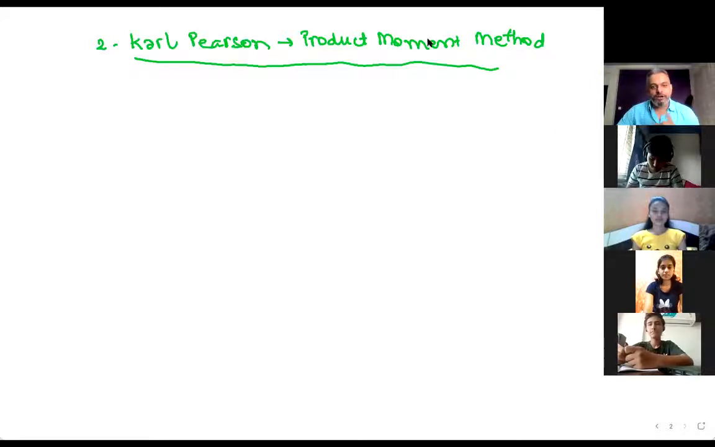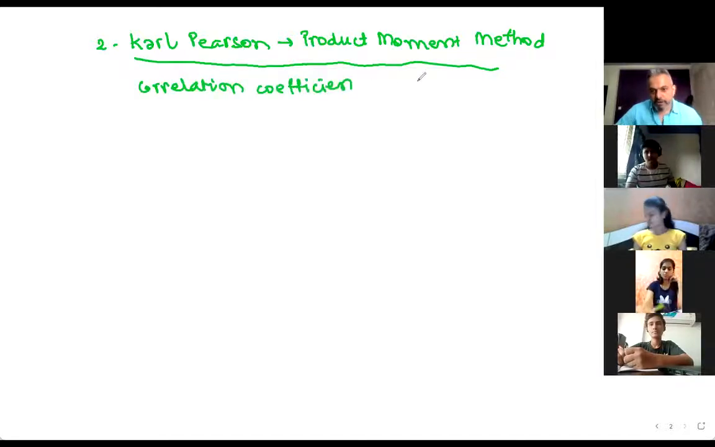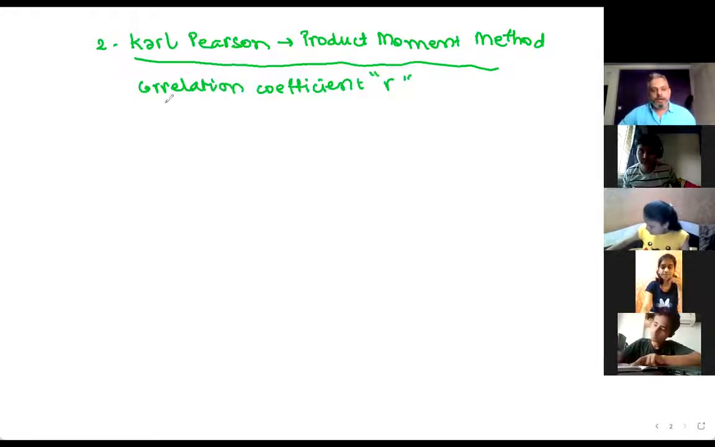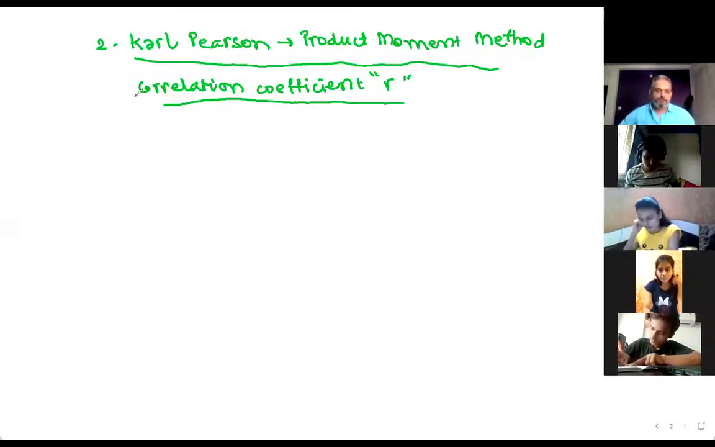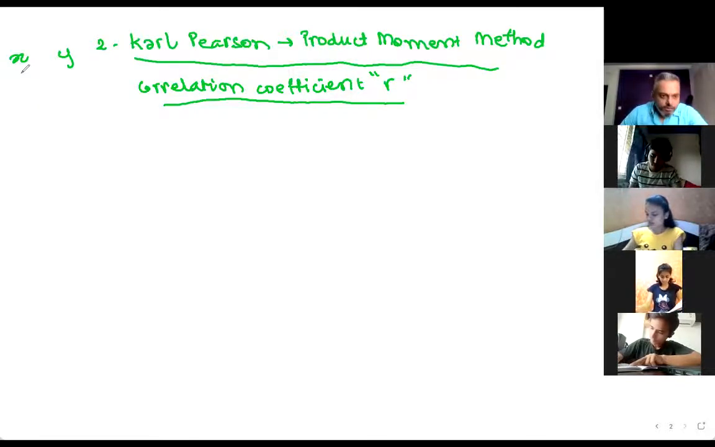But very important are the formulas given by statistician Karl Pearson for finding correlation. Now, in this method, the correlation coefficient, I want all of you to write this, is denoted by small r. You have two sets of numbers x and y. So there are values of x, and values of y.